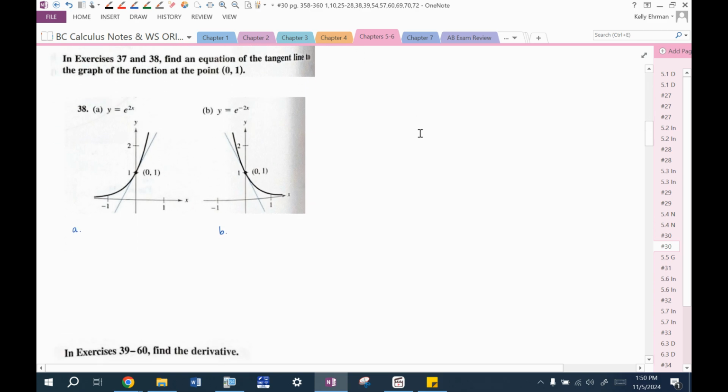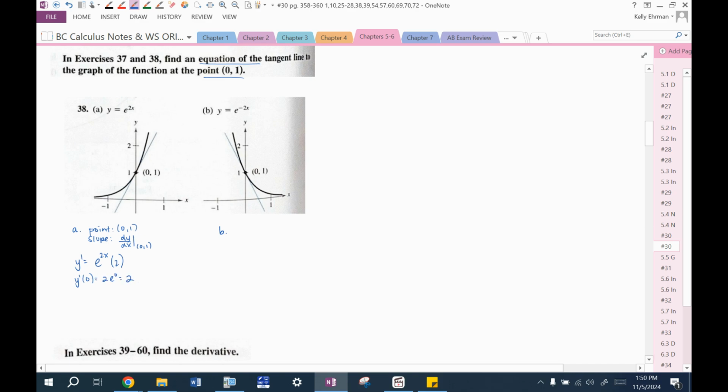Okay, for the next two, find an equation to the tangent line at the point 0, 1. So remember, find the equation to the tangent line means you need a point, which we're given, and a slope. The slope will be dy/dx evaluated at 0, 1. That means we need dy/dx, or y prime. Y prime is just e to the 2x, chain rule, times 2. And y prime of 0 is 2 times e to the 0.